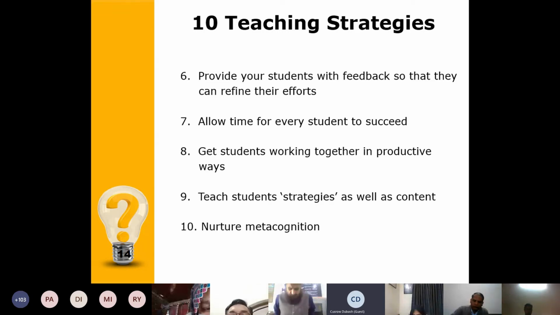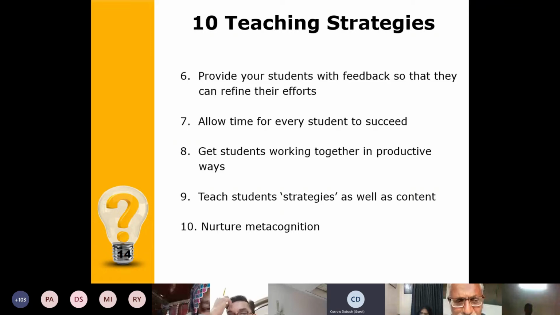Feedback is individually students को कहें, अगर आप ये करते, ये ना करते, ये ऐड करते, ये निकाल देते. So there are always comments. Constructive feedback will help students refine their efforts to do better. Allow time for every student to succeed. हर बच्चे में काबिलियत है. स्लो हो सकता है बच्चा, वो नाकाबिल नहीं है. Some people are just quick and fast, some need more time, and that's okay. We should give more time to students who need more time.